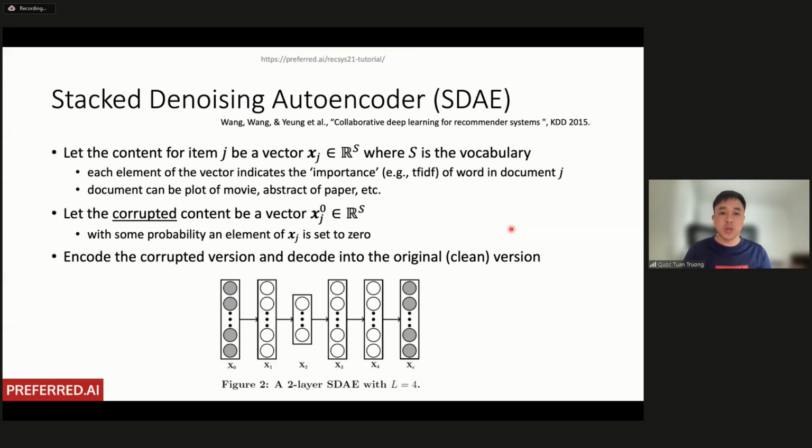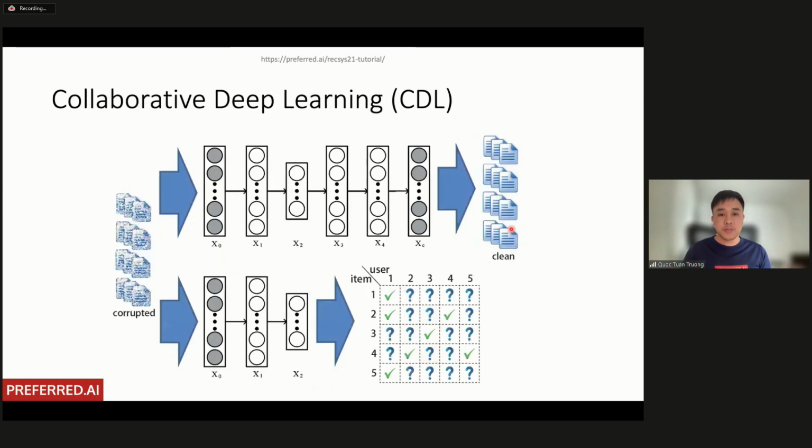For this model, the stacked denoising autoencoder by itself is an autoencoder, but there's a part where we're trying to corrupt the input, and then we try to reconstruct the clean version of the input. That is the denoising part, to try to learn a more robust kind of representation of the text. And with that building block, we introduce it into a recommendation scheme, and this model is called collaborative deep learning, CDL, which later on we can also experiment with in our notebook.